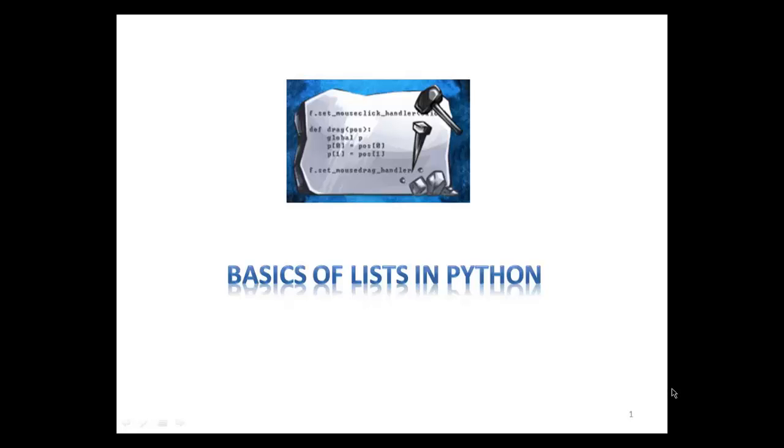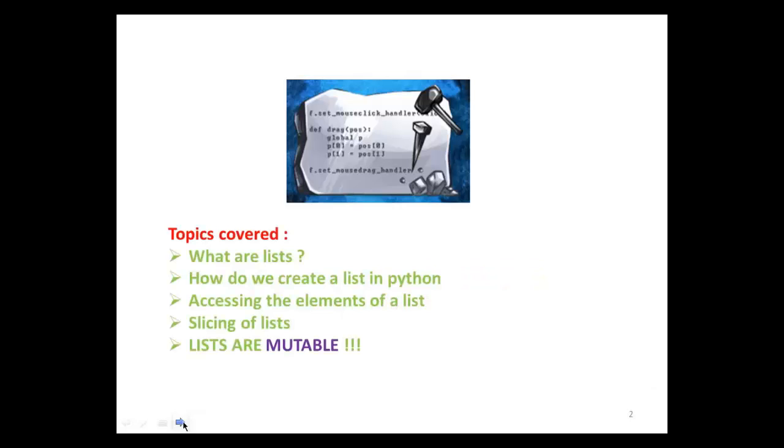Welcome to the short introduction of basics of lists in Python. First of all, we are going to cover what lists are. Then we are going to cover how we create a list in Python. Then we are going to access the elements in the list, and we are going to see how to slice a set of the list from the given list, and at last we are going to see how lists are mutable.